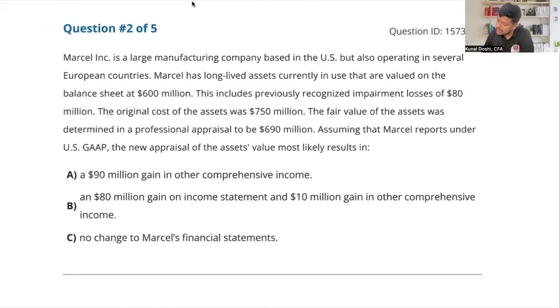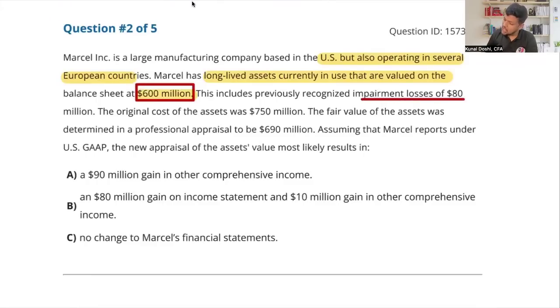Marshall is a large manufacturing company based in the US, but also operating in several European countries. It has long-lived assets currently in use that are valued on the balance sheet at 600. So the balance sheet value of the asset is 600. This includes a previously recognized impairment loss of 80. Original cost was 750. The fair value is appraised to be 690. So the market value of the asset has increased.